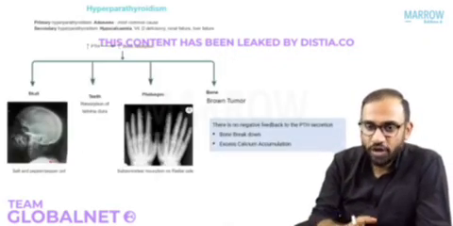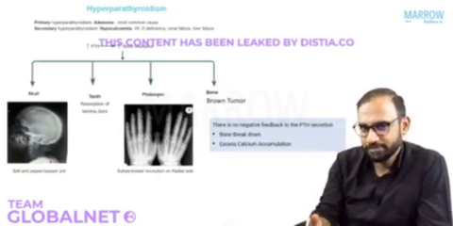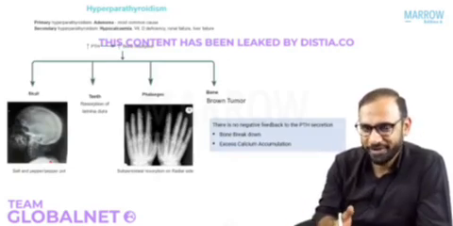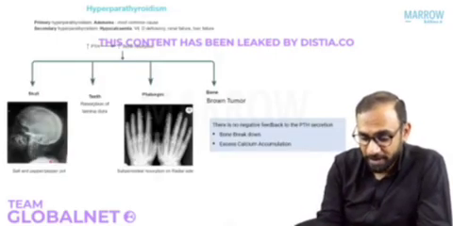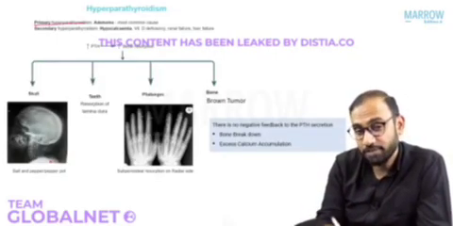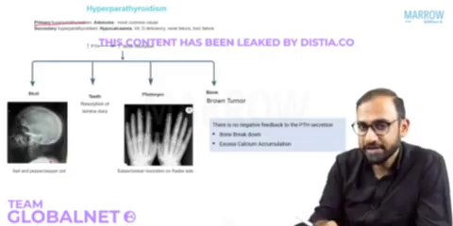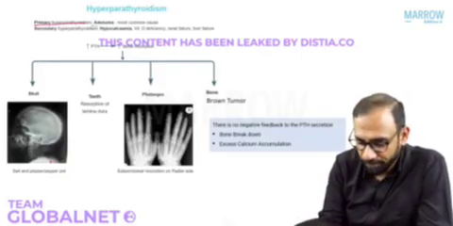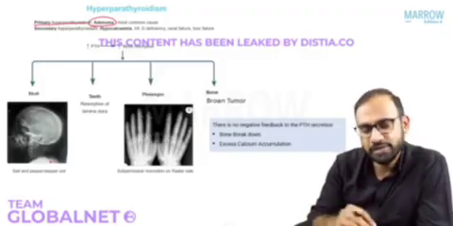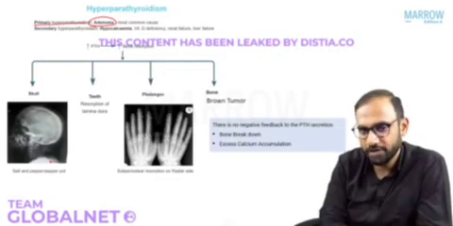Now the next condition I want to talk about is hyperparathyroidism. This is primary hyperparathyroidism because secondary hyperparathyroidism we've already talked about in terms of rickets and osteomalacia. So primary hyperparathyroidism, when there is a problem in the parathyroid gland itself, and the most common cause for that is actually a tumor, that is an adenoma. Adenoma of the parathyroid gland is the most common cause of primary hyperparathyroidism.